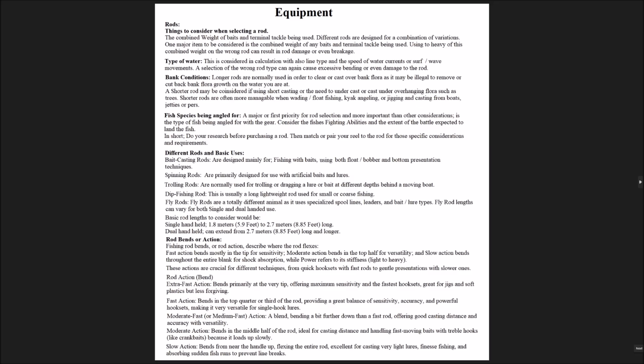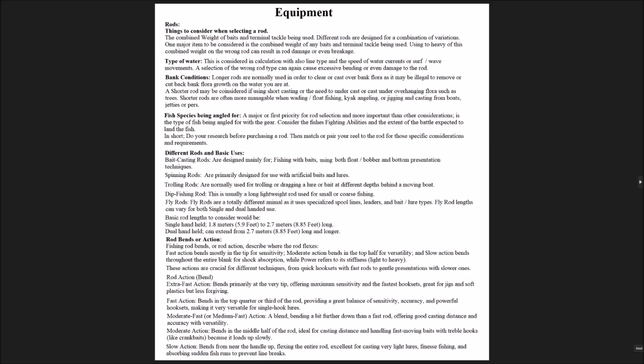Rod action, bend. Extra fast action bends primarily at the very tip, offering maximum sensitivity and the fastest hook set, great for jigs and soft plastics, but less forgiving. Fast action bends at the top quarter or third of the rod, providing a great balance of sensitivity, accuracy, and powerful hook sets, making it very versatile for single hook lures. Moderate fast, or medium fast action, is a blend, bending a bit further down than a fast rod, offering good casting distance and accuracy with versatility.